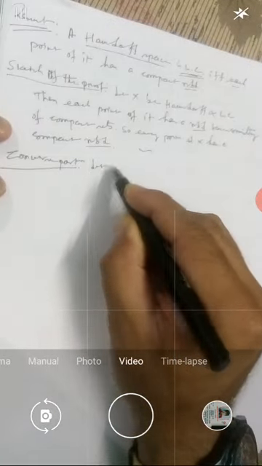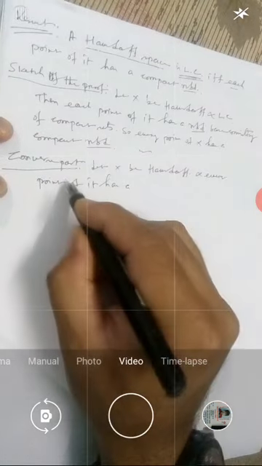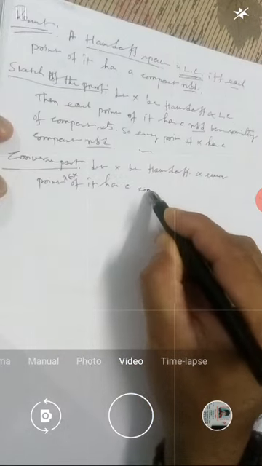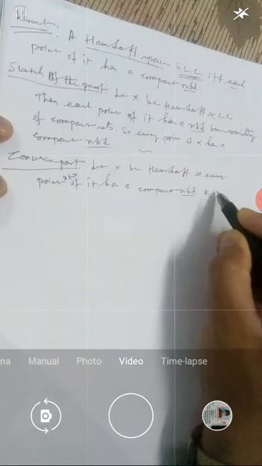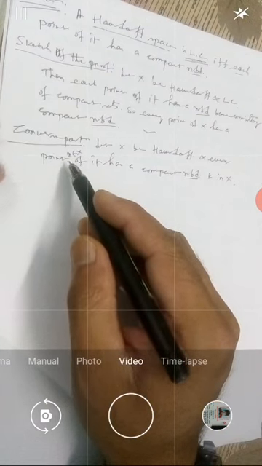So let X be Hausdorff and every point x in capital X of it has a compact neighborhood K in X. Okay, we will find a neighborhood base at x consisting of compact sets.